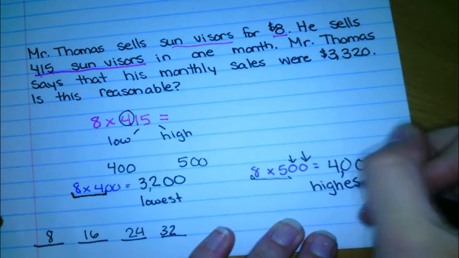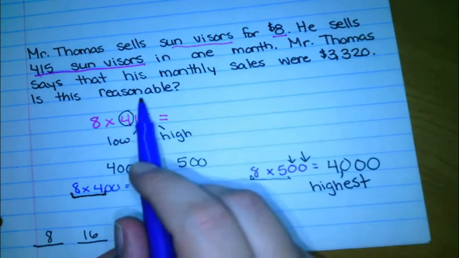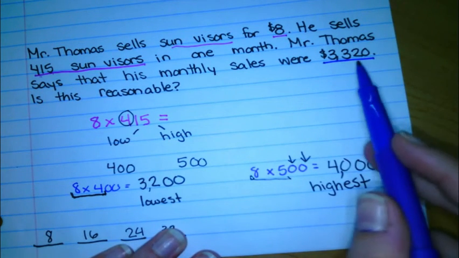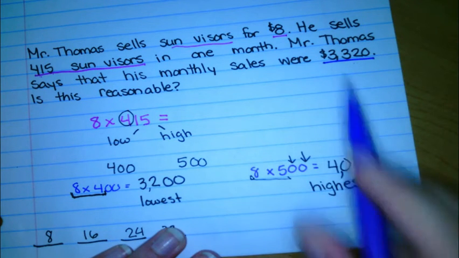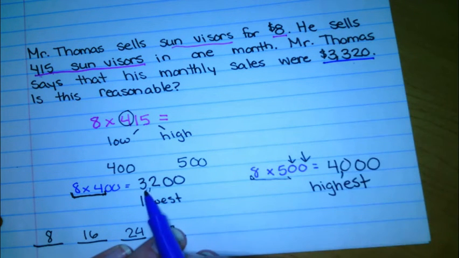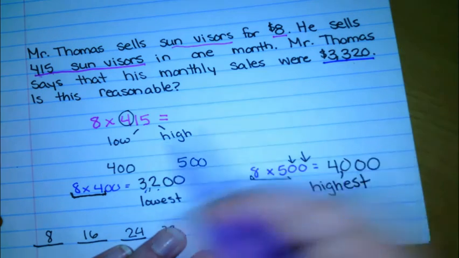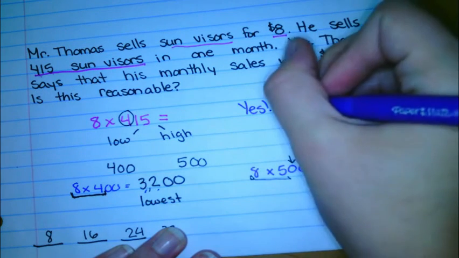So to assess for reasonableness, I go back into the story and I look for the answer. Mr. Thomas says his monthly sales were $3,320. So now they have to look, is this number in between 3,200 and 4,000? Well, I see it's at least 3,000. 300 is bigger than 200. It's smaller than 4,000. So because it's in between, yes, this answer is reasonable.